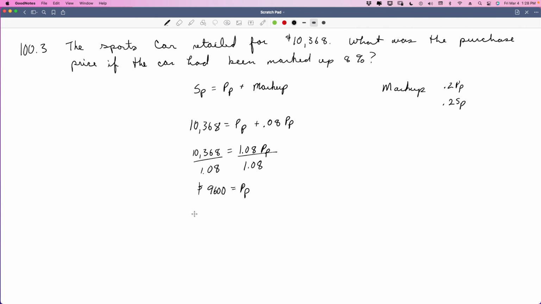All right. The markup itself was a difference of $768. And we get the markup value by subtracting 9,600 from 10,368. All right, that's all we have for lesson 101. I just realized I wrote 100. Lesson 101. We will see you in lesson 102.